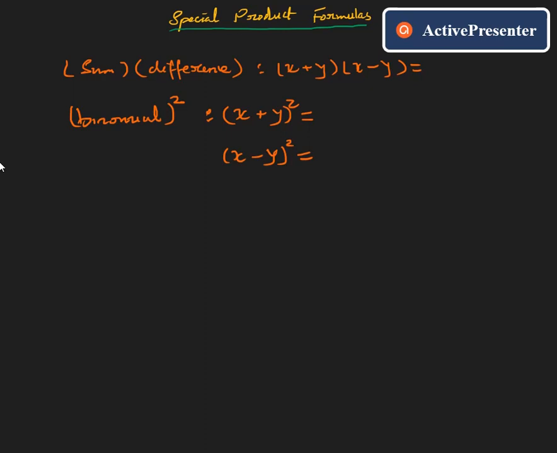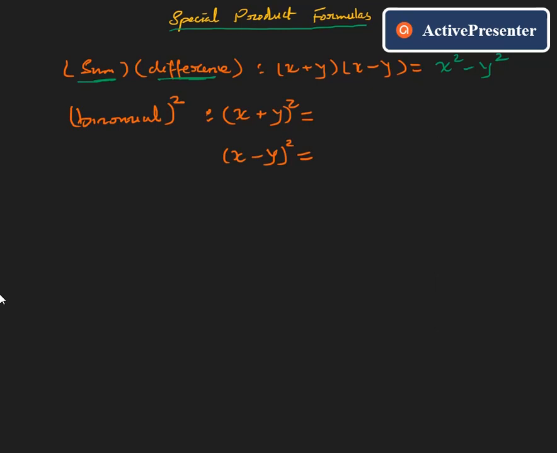There are existing special product formulas. You should memorize them. Okay, what are they? The first, sum multiplied in the difference. If we say x plus y multiplied in x minus y, this is equal to x squared minus y squared.